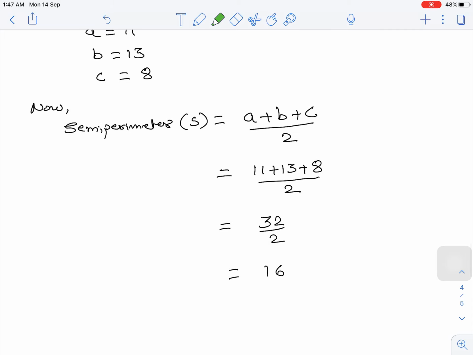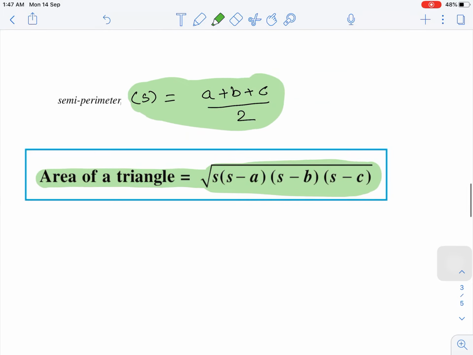Now this 16 is nothing but our semi perimeter. So we have the value of the semi perimeter as 16. Now we have to make use of Heron's formula. So what is our Heron's formula?